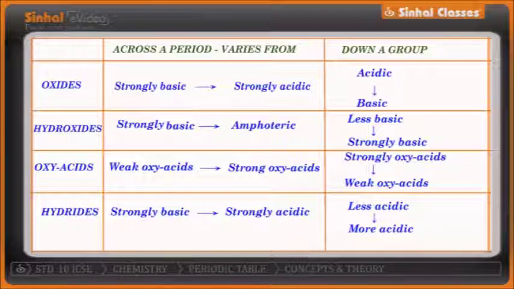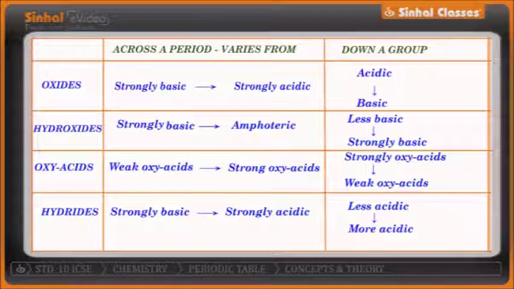With respect to oxyacid, as we go across the period, that is from left to right, it starts as weak oxyacid, but as we move towards the right it becomes strong oxyacid. Whereas if we go down the group, initially it is strong oxyacid, as we move downwards it becomes weak oxyacid.